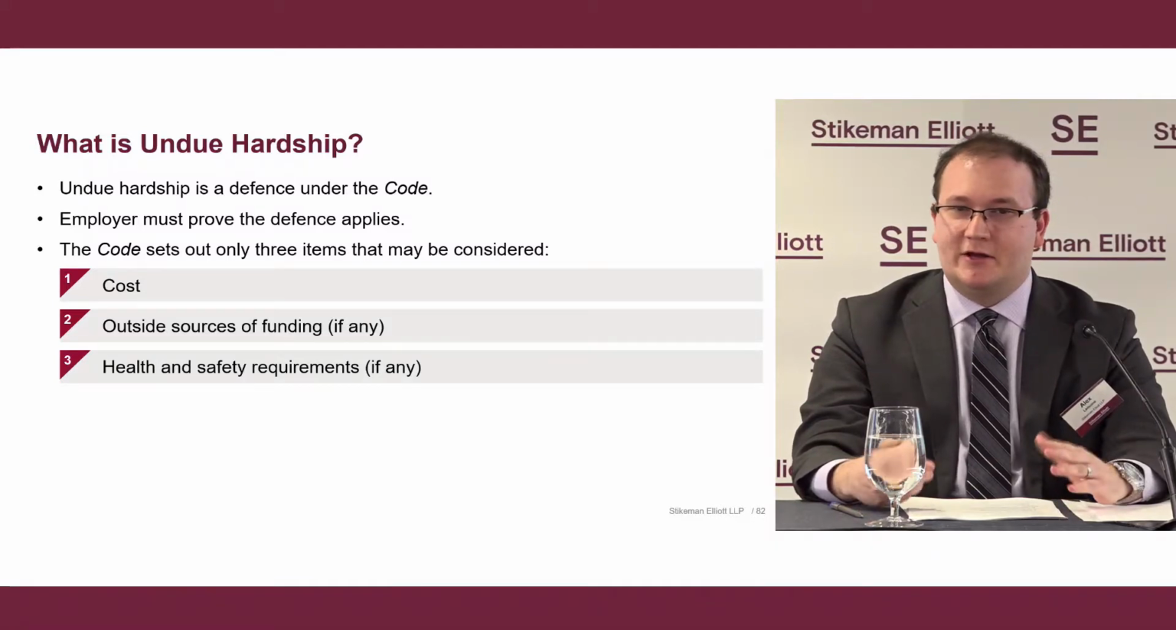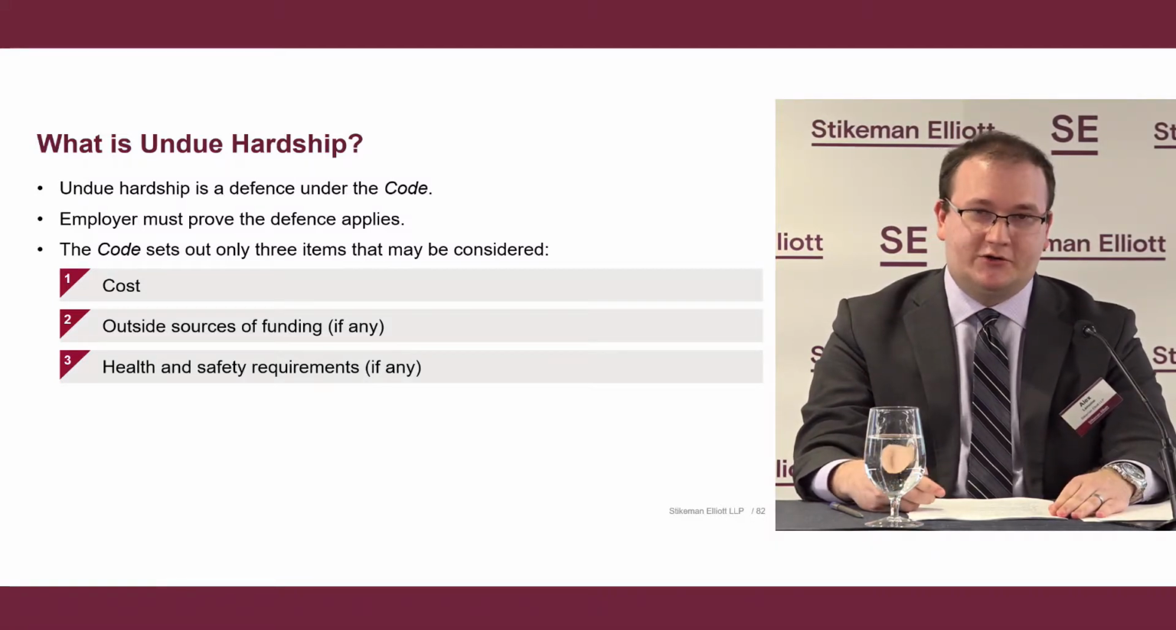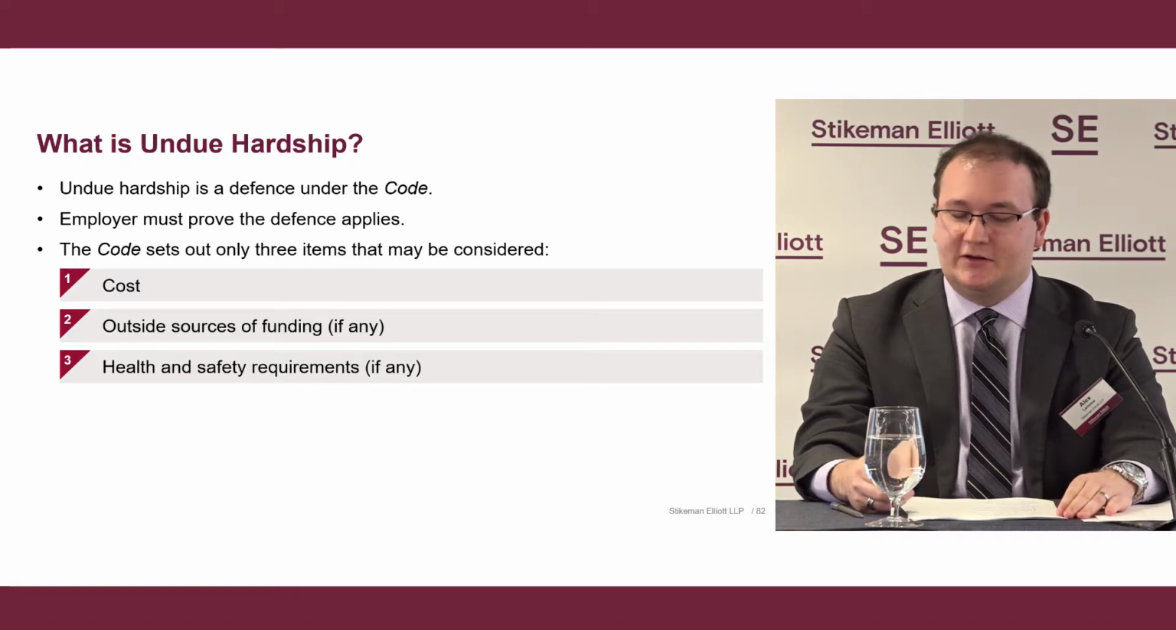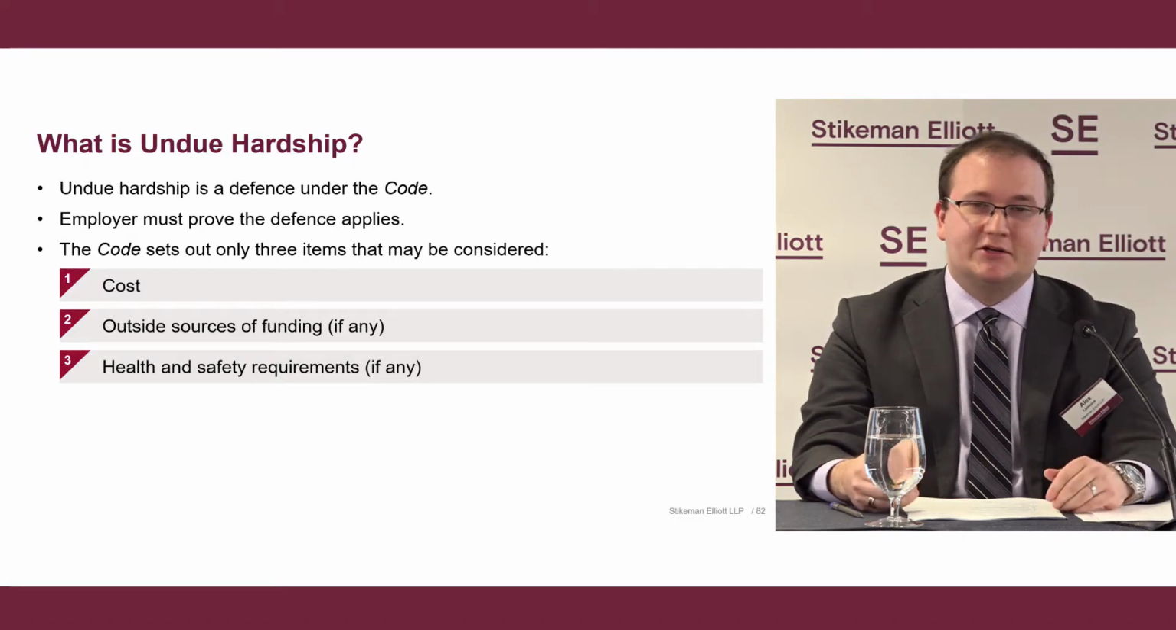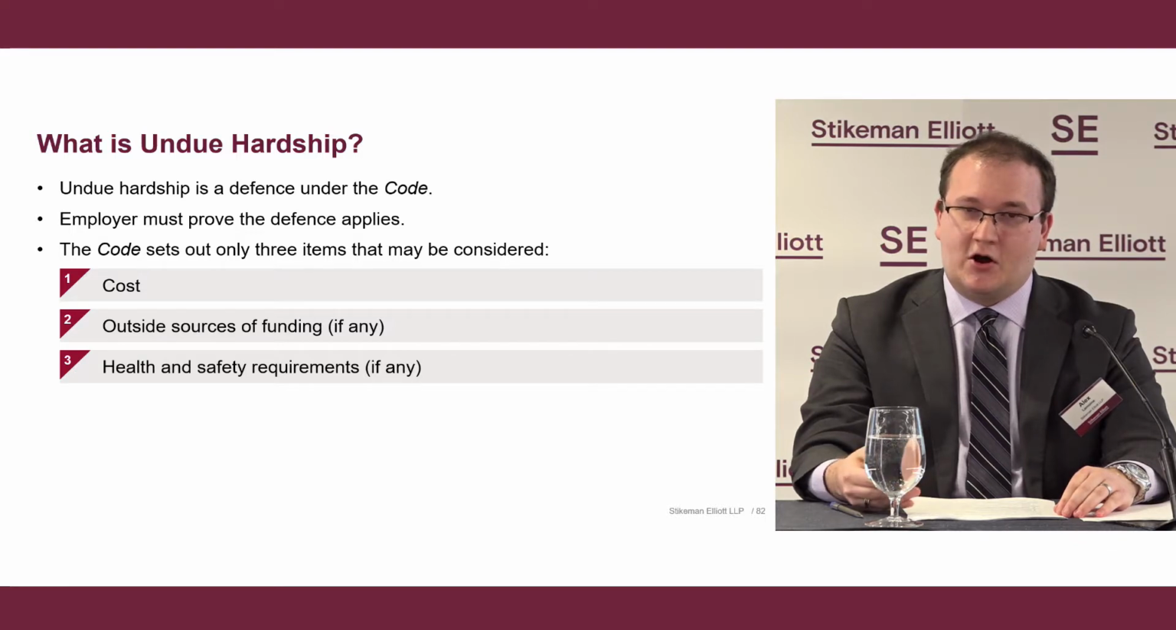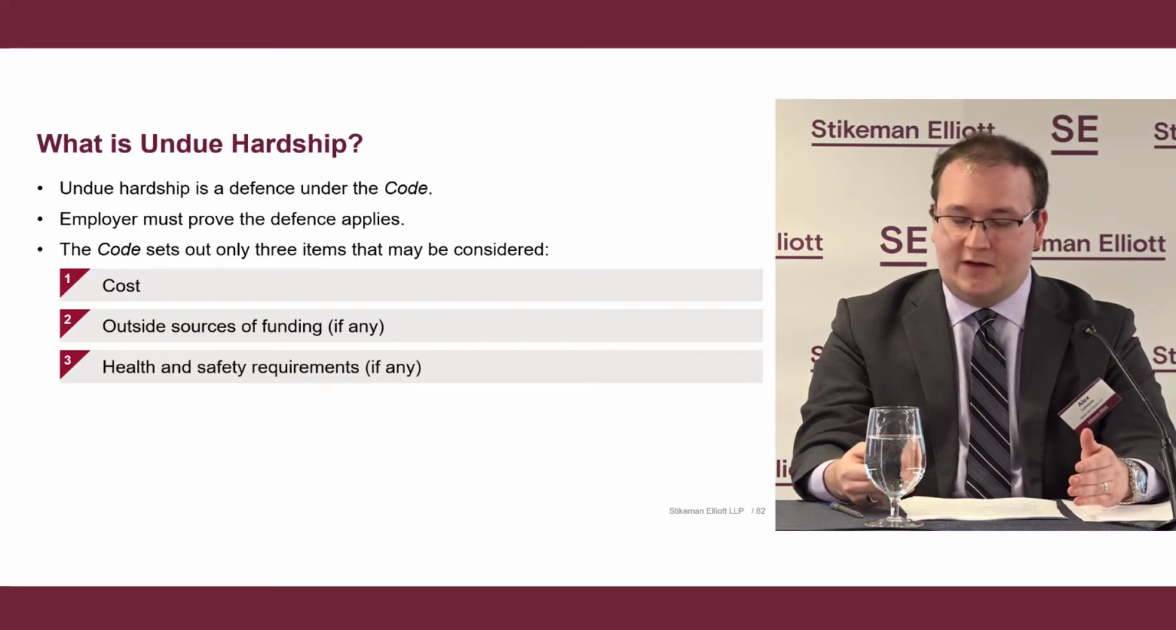So what is undue hardship? You'll recall that we have an obligation to accommodate to the point of undue hardship. Undue hardship is a defense under the code, and it's the employer's obligation to prove that defense. Our Human Rights Code in Ontario sets out only 3 items that can be considered in assessing undue hardship. It's cost, outside sources of funding, if any, and health and safety requirements, if any.